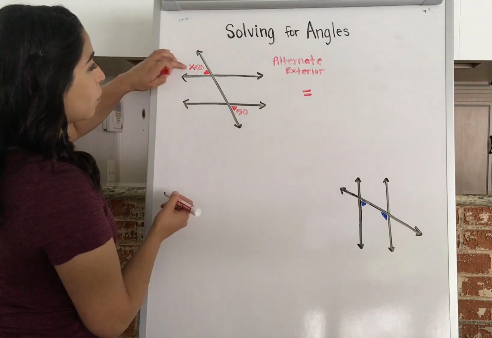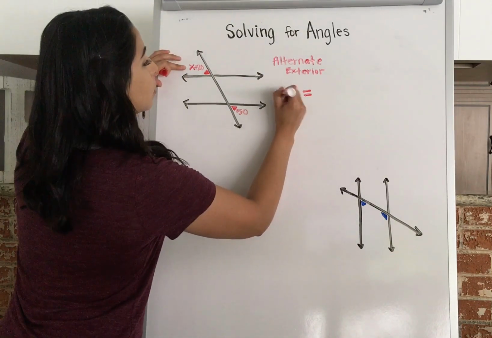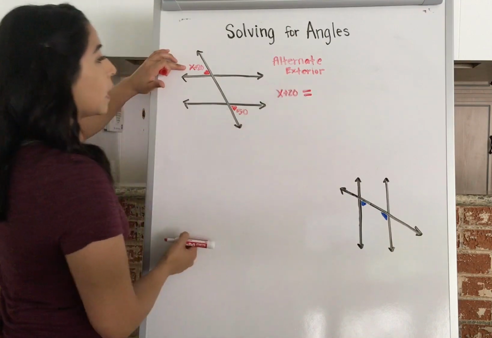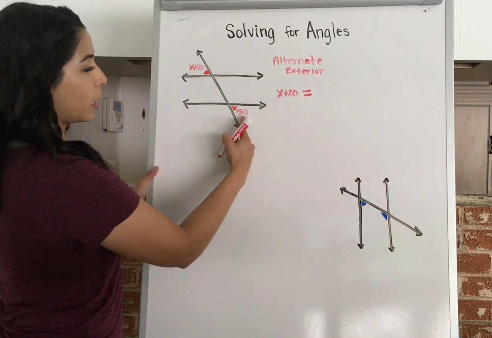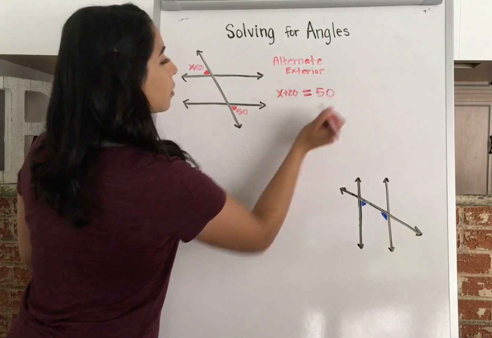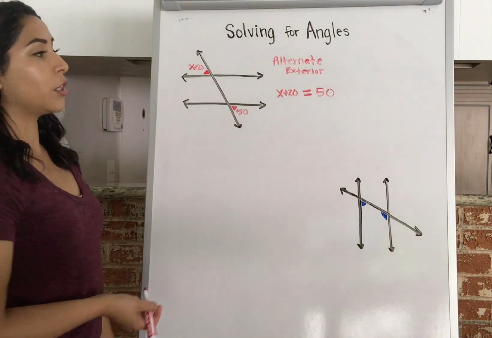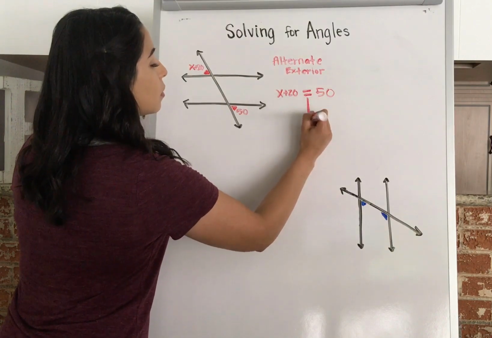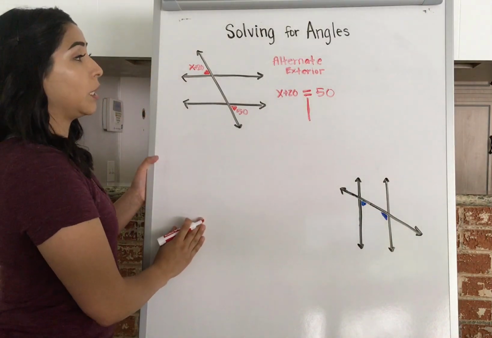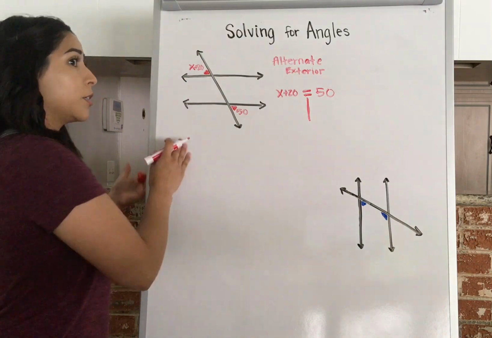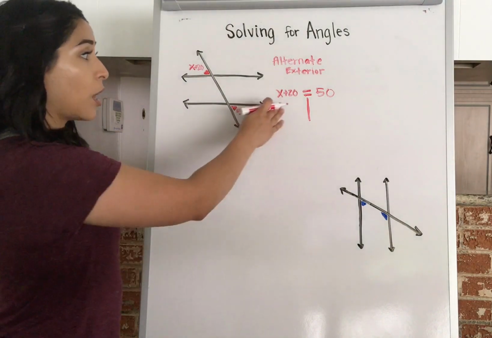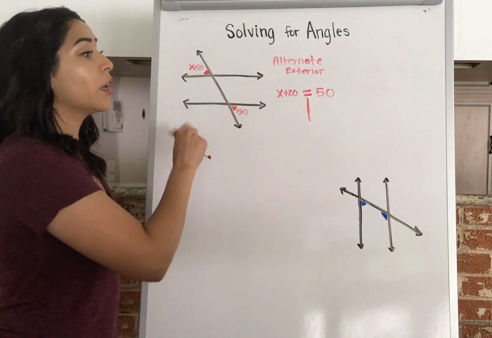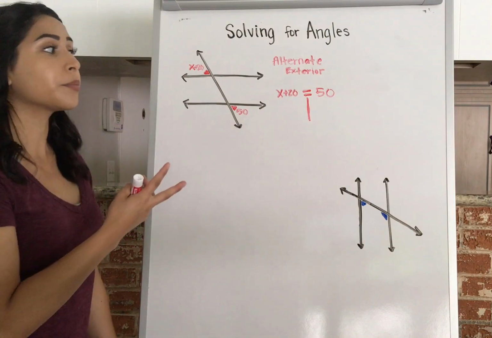So it means this angle, x plus 20, is equal to this angle, 50. And then you could solve that equation there. That's a one-step equation. I hope that's not too difficult. It shouldn't be. So now we're going back to first semester, where we taught you how to solve equations like this using inverse operations.